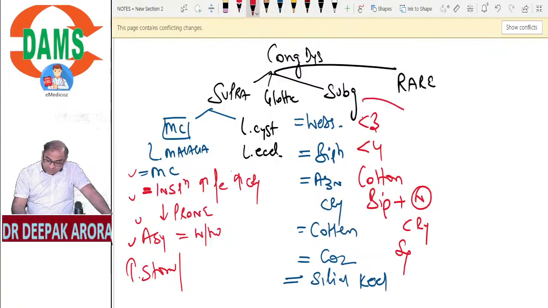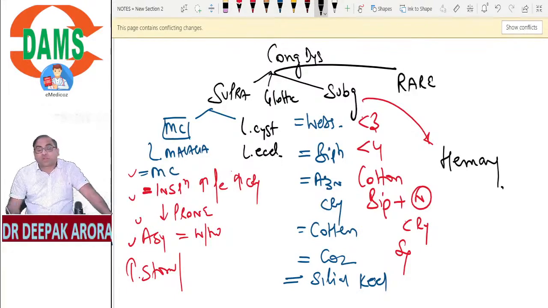What is the rare finding of the subglottic area? Sir, we can discuss hemangiomas in the subglottic segment. What is to be done? Give surgery, CO2 laser, everything, but radiotherapy is avoided. Radiotherapy will not be given in this patient.